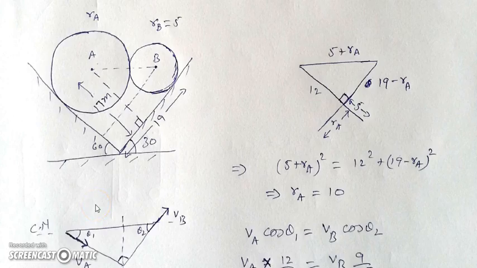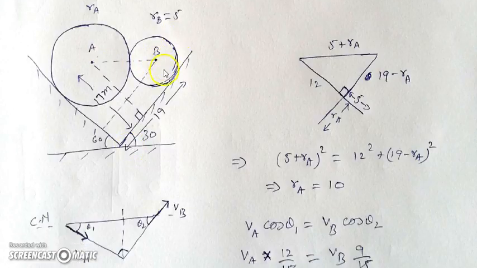This is an awesome example in which there are two spheres of different radii. The radius of sphere B is given as 5, whereas the distance between the center of A and this wall is 17, and the center of B and this wall is 19. These angles are given as 30 and 60. So we have to find the ratio of their velocities, or the relation between their velocities.